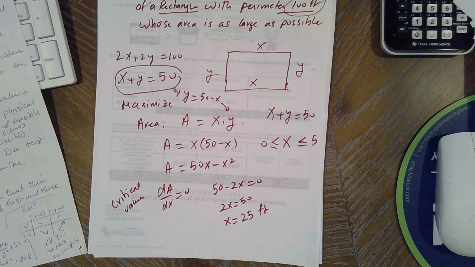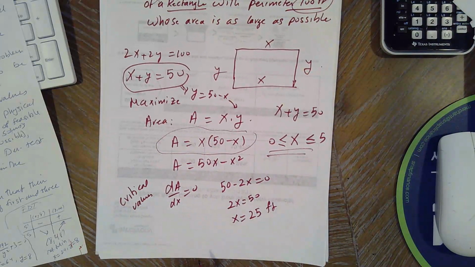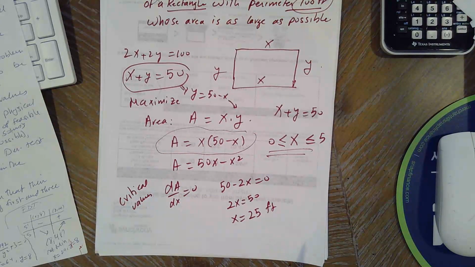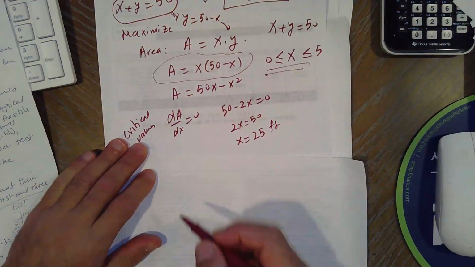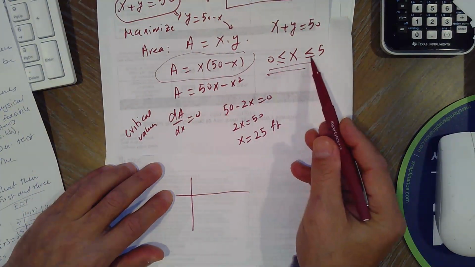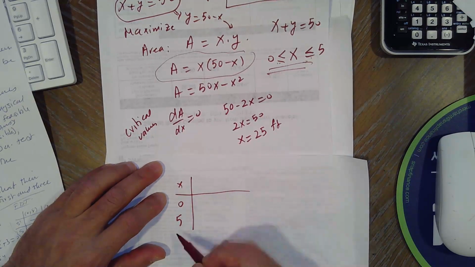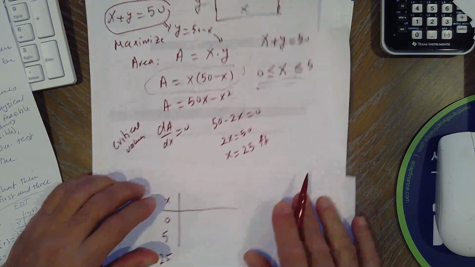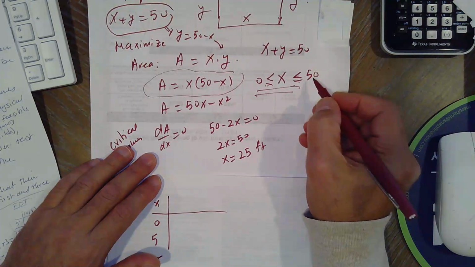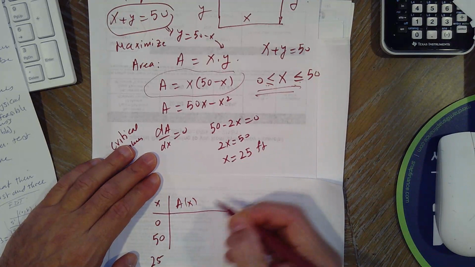Well, you can see that my function is continuous and the interval is closed. So we can use the extreme value theorem. The extreme value theorem says we're going to find the critical values and the endpoints. So at x equals 0, at x equals 50, and x equals 25. Sorry, x is 50, not 5. So we're going to find the value of the function.